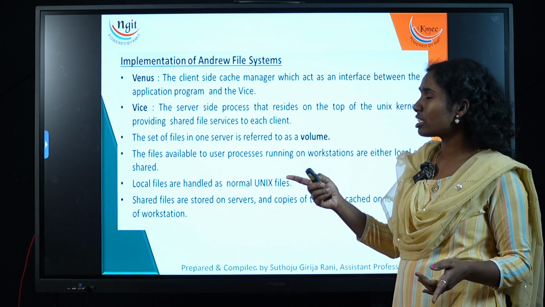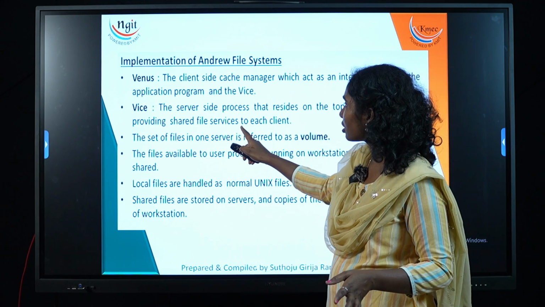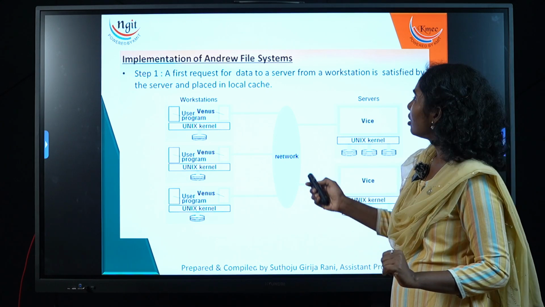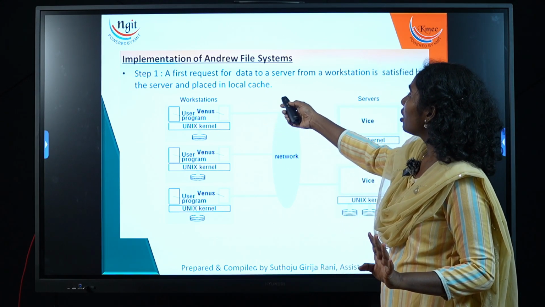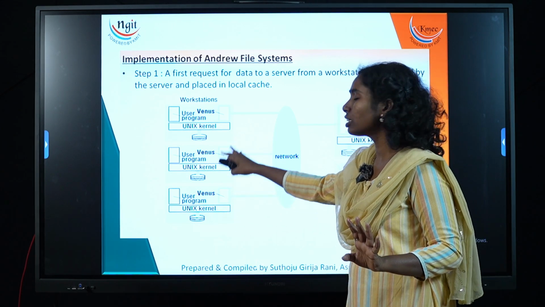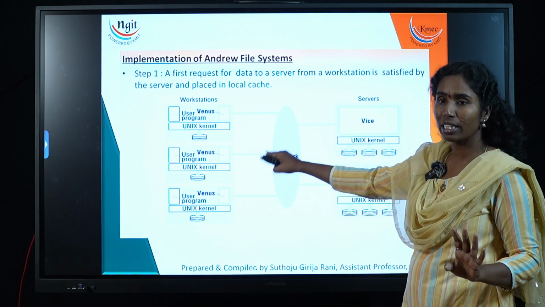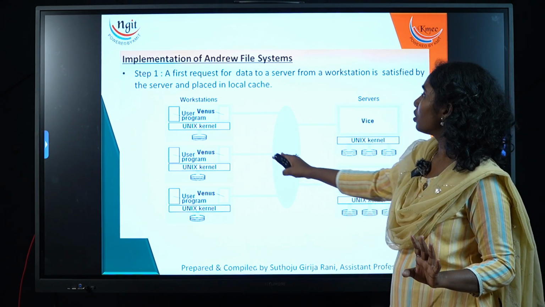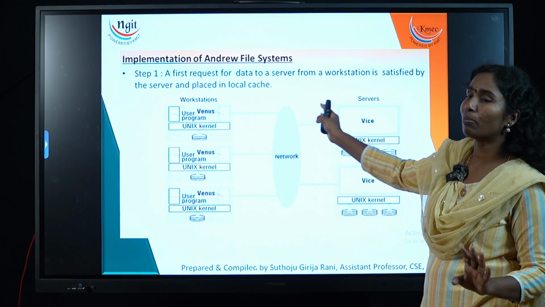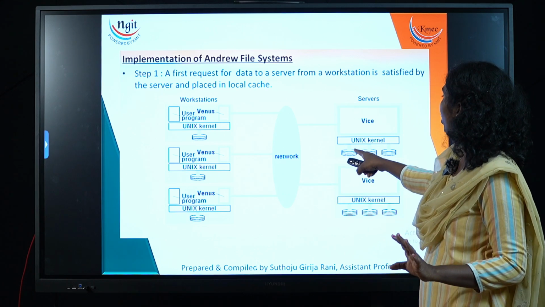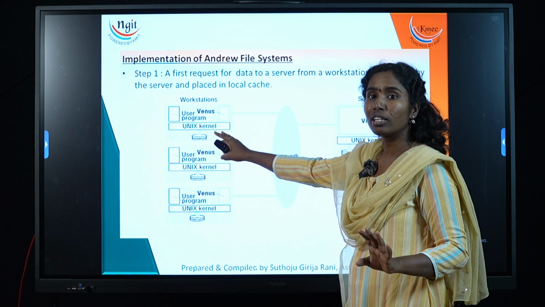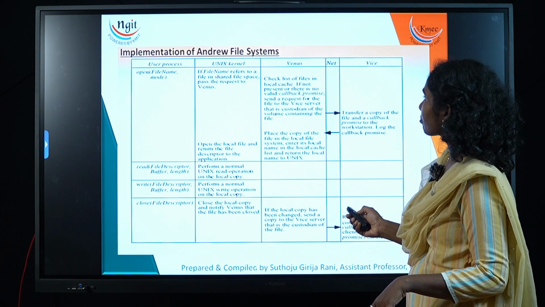Now, implementation of file systems. See, if we take Venus as a client and Vice as a server, how the procedures take place will be seen in this structure. So, in this structure, first step, request for the data to a server from the workstation. Here the workstation is the Venus, and the server is the Vice. So, we are expecting some request from the Venus end, so that Vice will give the responses where it has the data readily available to give your response back to your clients, right.